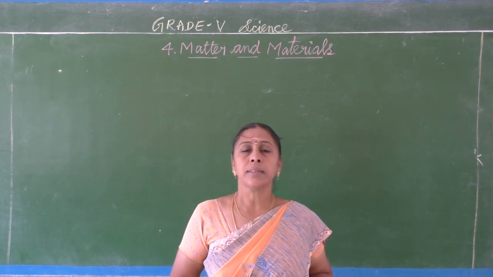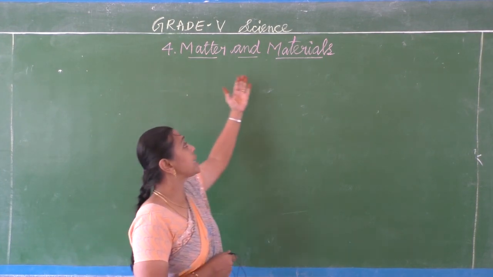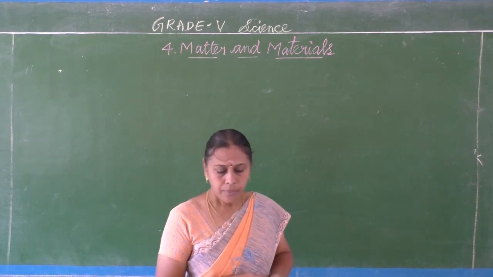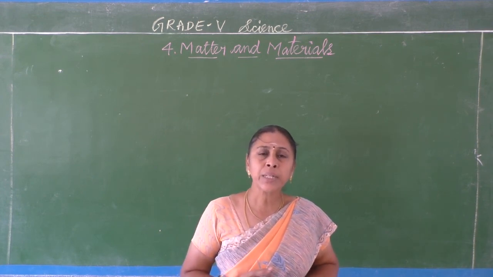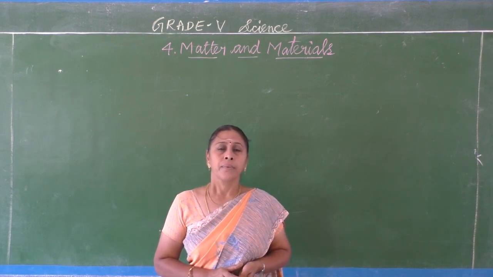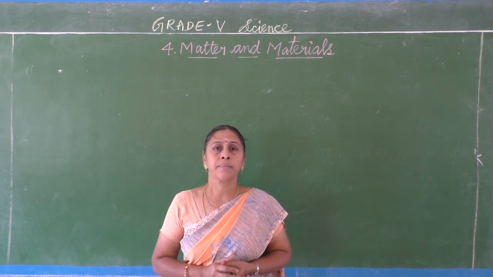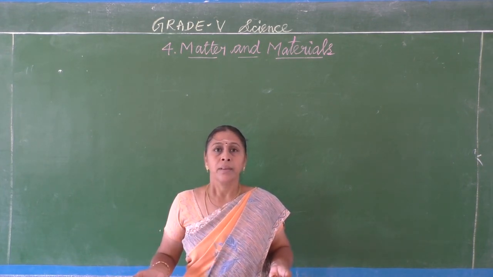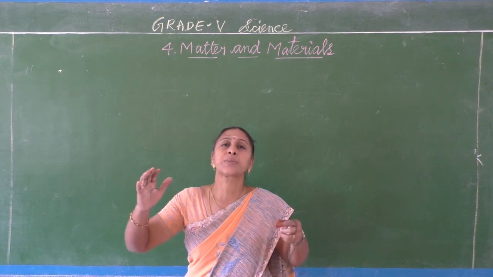Now, today in this class, we are going to start the new chapter. That is the chapter 4, Matter and Materials. Now, what is matter? Matter means what? Surrounding us, we are seeing so many things. Even in home, in your house, you could see so many things. Whatever you see, that is the matter. Anything which has weight and occupies space.